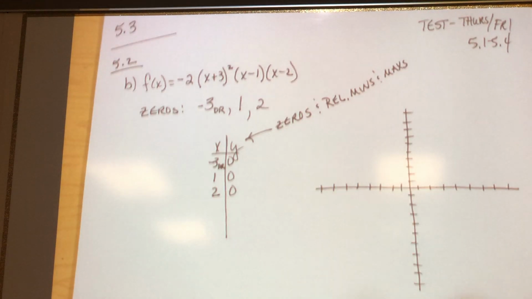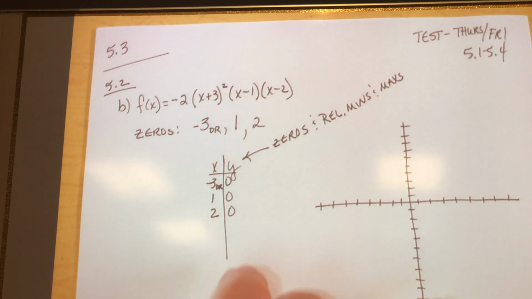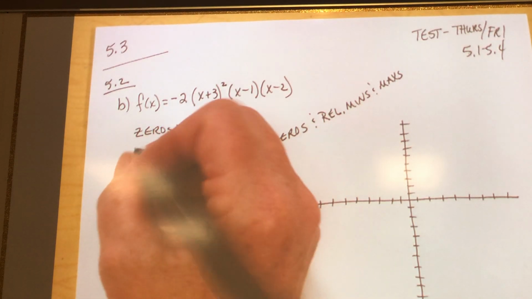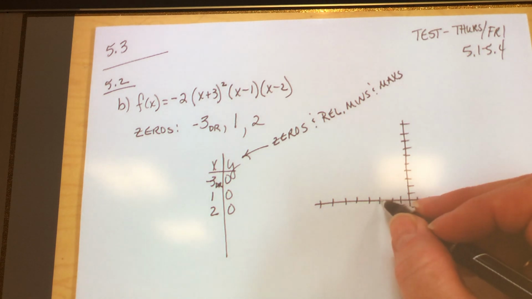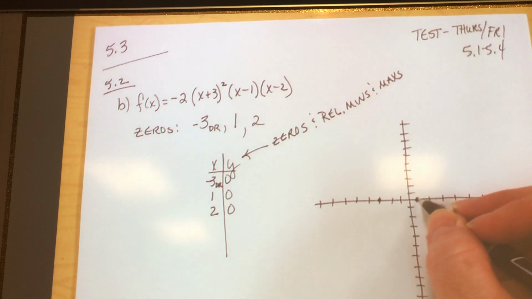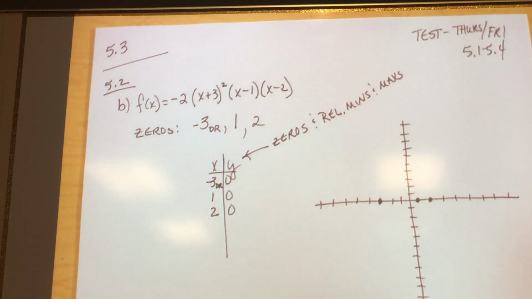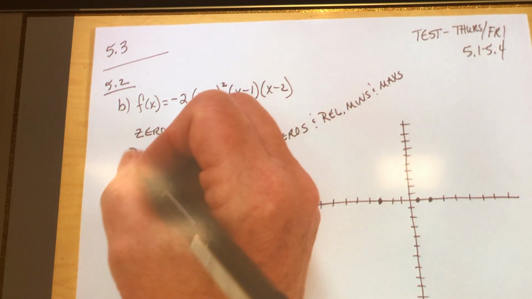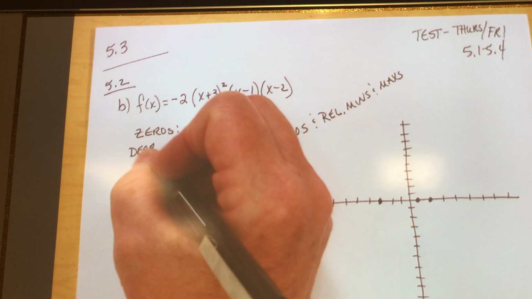Okay, now I want to bring something to your attention. Well, let's talk about this first. I'm going to write them on there. -3, 1, and 2. I just graphed them really quick. Okay? The next thing I want to know is what is the degree of this polynomial?